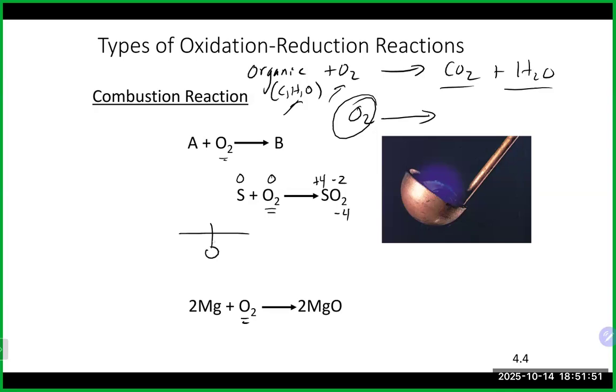So in this case, our sulfur is going from 0 to +4, becoming more positive, going through oxidation. And our oxygen is starting at 0 and ending at -2, becoming reduced in this case. So still a redox reaction happening here. Same thing down here. We got 0, 0, +2, -2. Again, the magnesium becoming more positive, going through oxidation. The oxygen becoming more negative, going through reduction. So a redox reaction, and also a combustion reaction.